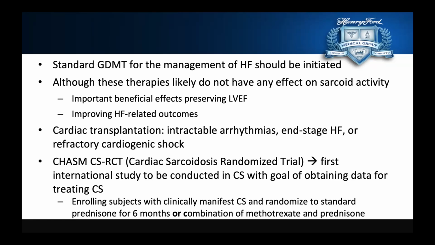And there actually is a cardiac sarcoidosis randomized trial, CHASM, which is an international study obtaining data for treatment of CS. So it's enrolling subjects and randomizing them to standard prednisone for 6 months or a combination of methotrexate and prednisone. The study started in January of 2019, and the estimated completion date is actually in December of 2024.